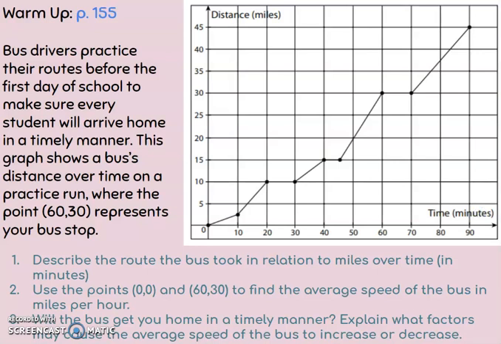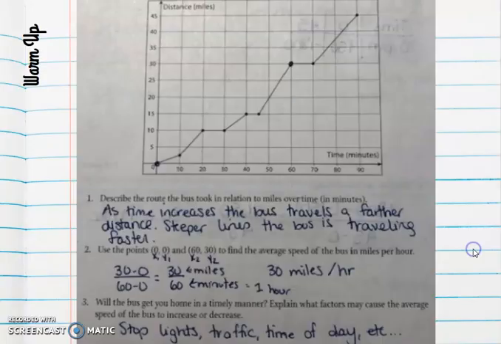The warm-up is about bus drivers practicing the routes before the school year starts. The first question wants us to describe the route the bus took in relation to miles over time. The second question wants us to use two different points to find the average speed of the bus in miles per hour. And then the third question is asking about different factors that affect the bus ride.